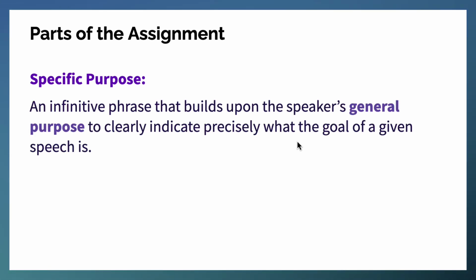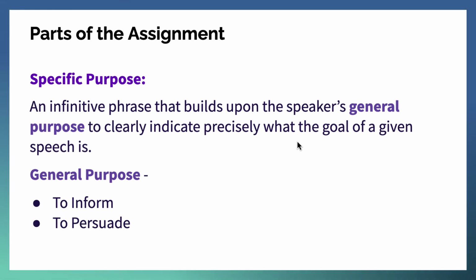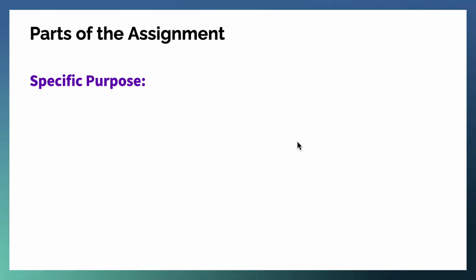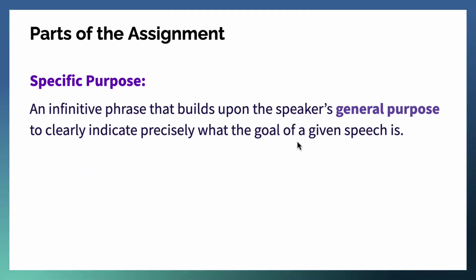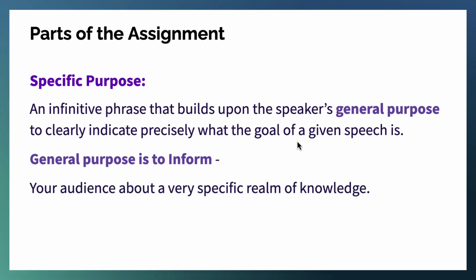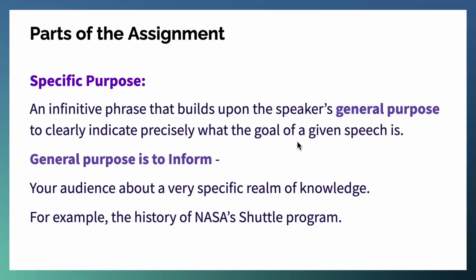Okay. So parts of the assignment, the specific purpose. This is an infinitive phrase that builds upon your general purpose to clearly indicate precisely what the goal of the given speech is. Again, a general purpose is something like to inform or to persuade or to entertain, which might be the 3 main speeches we end up doing. So for this one, our infinitive is to inform, so your audience, you're going to inform them about a very specific realm of knowledge. For example, the history of NASA's shuttle program.